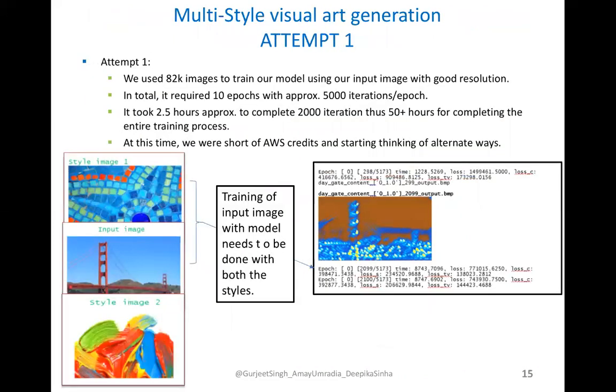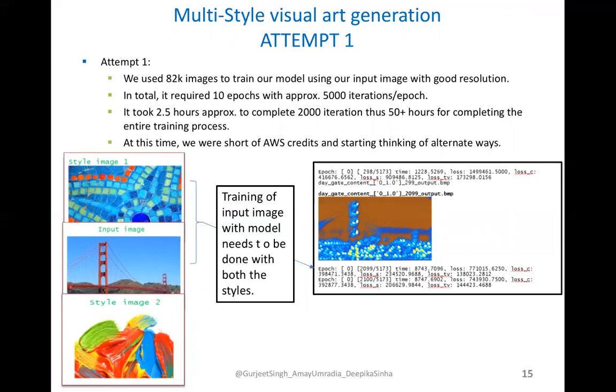For multiple style visual art, we tried several attempts. We tried 10 epochs with 5,000 iterations, and just 2,000 iterations took 2.5 hours. So we estimated it might take 50 hours. We exhausted all the AWS credit, and as you can see here in the image, style 1 and style 2 are combined here. Just after training until 2,000 iterations, we got a very blurred image.